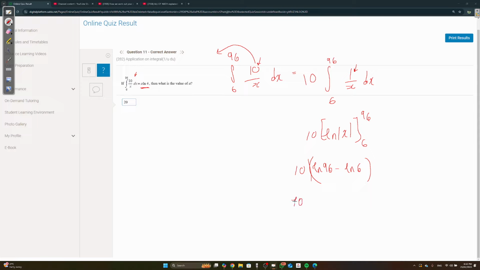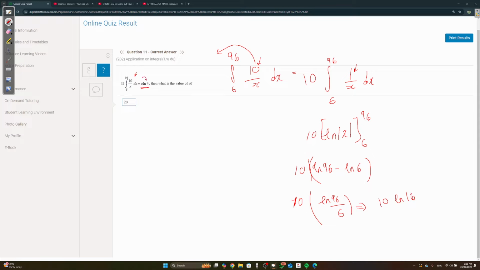Isn't that the same as division? What happens when you subtract two lns? You divide, right? What's 96 divided by 6? It's 16. So you're going to get 10 ln 16. Is it 16? 10 times 6, 6 times 6, 30, 16. Okay? 10 ln 16.